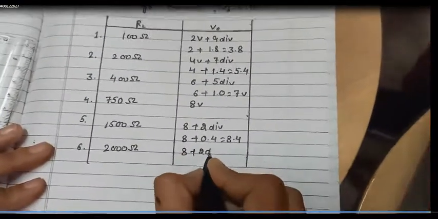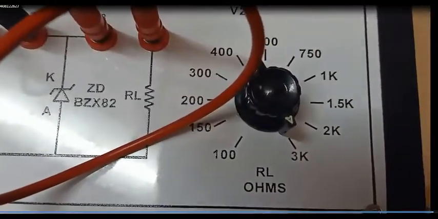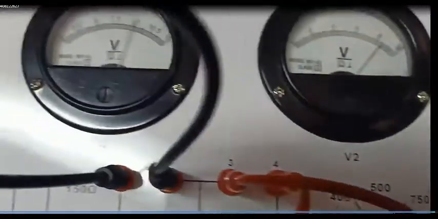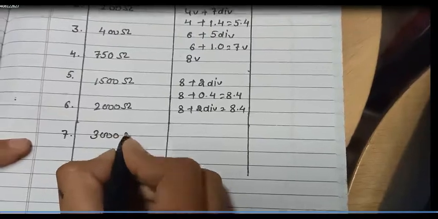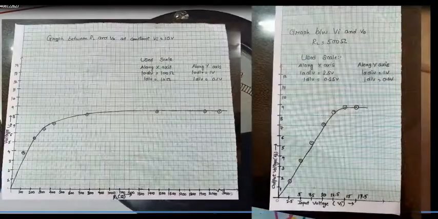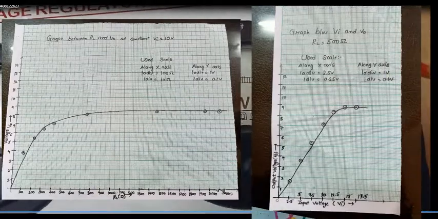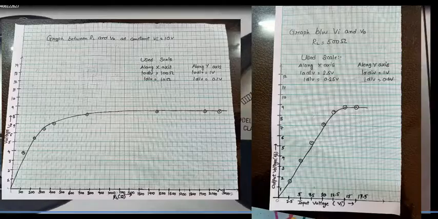Now the output voltage is not varying much, the variation is very slow, but the resistance variation is too much, going 1.5k to 2k and so on. So this is our second data. Now then your step will be to draw the graphs. So now the graphs is like this.